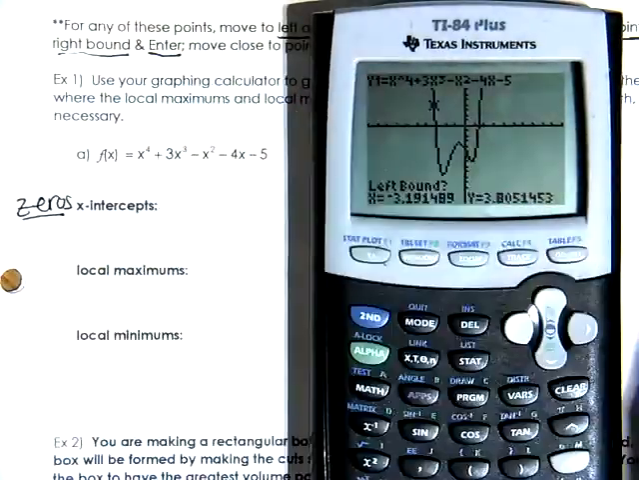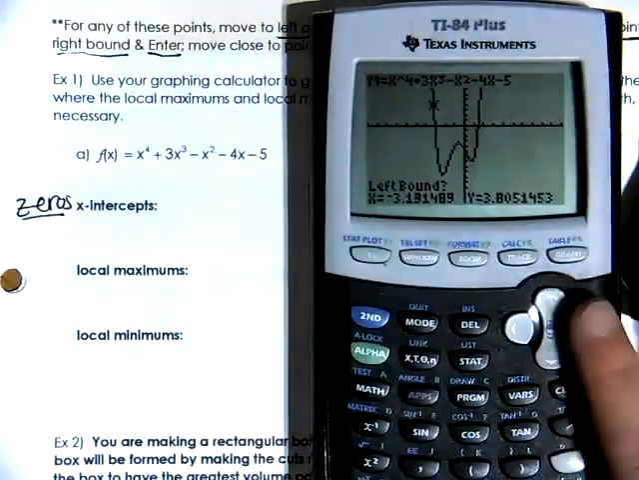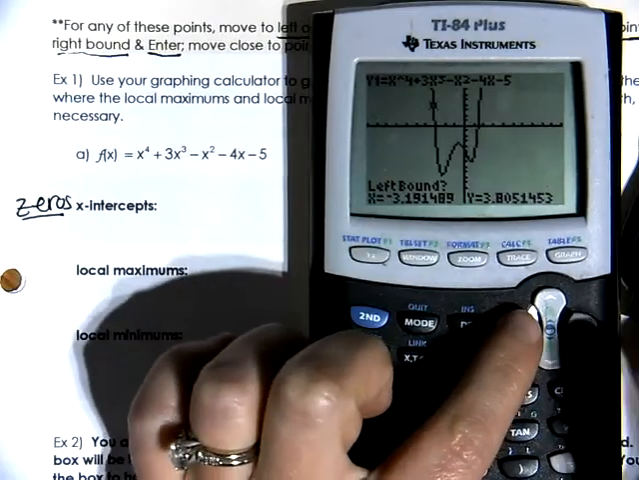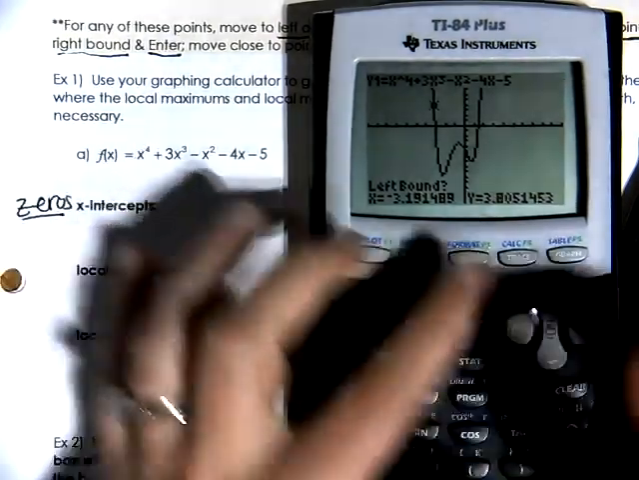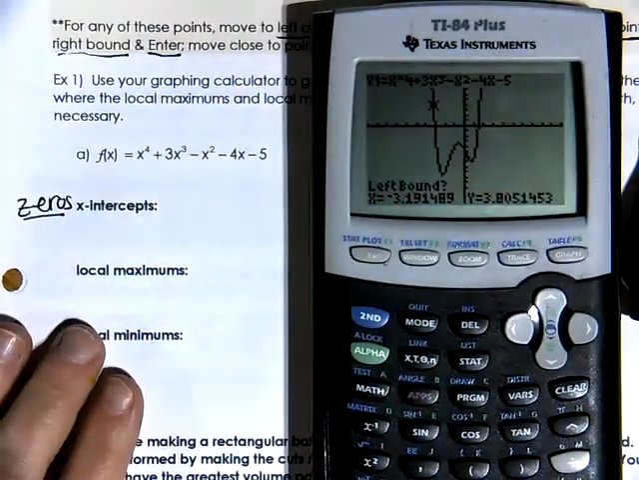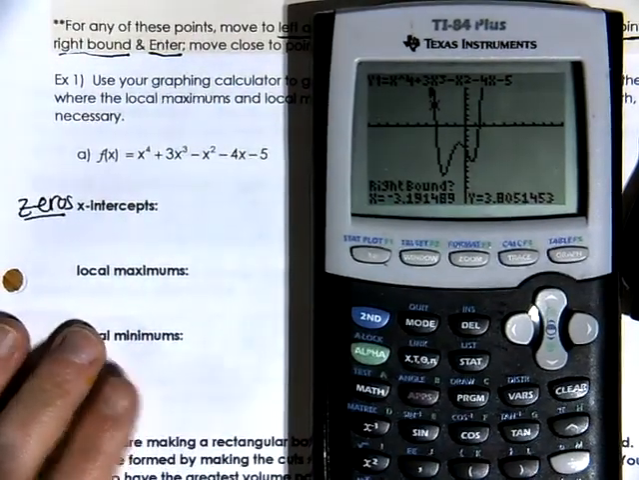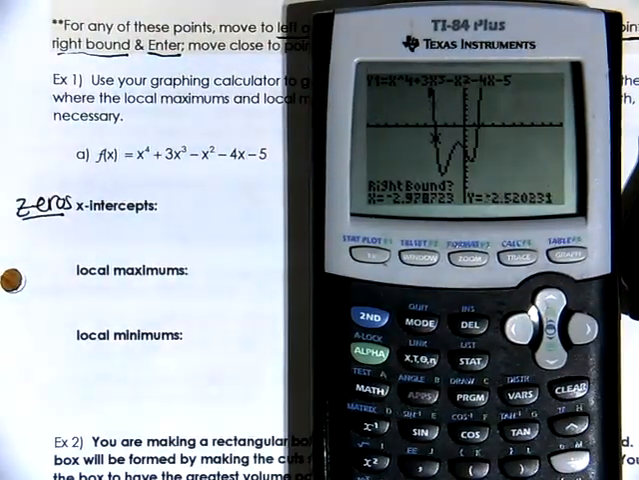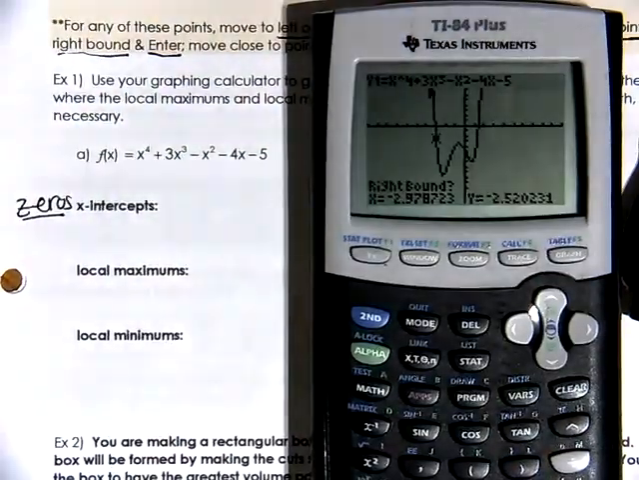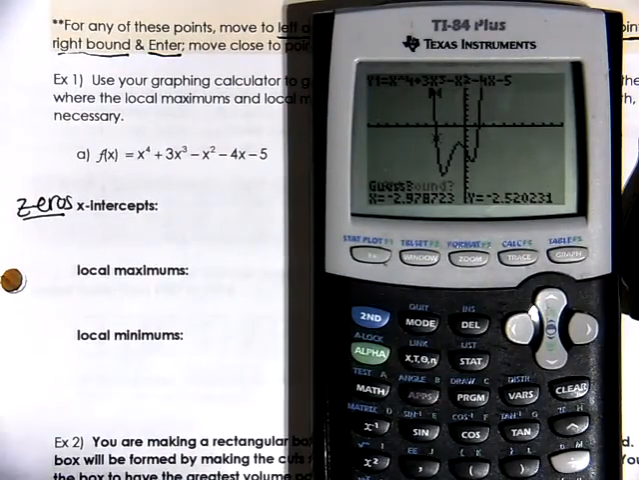So I'm going to go to the left. Notice my arrows: here's to the right, here's to the left. I can't quite make it, so I'm going to call this my left bound, and I'm going to click enter. It's now going to ask you, is this your right bound? So I'm just going to press the right arrow one time, and that represents my right bound, and I'm going to press enter. It's going to ask, is that your guess? And I'm going to say, yes, it is.